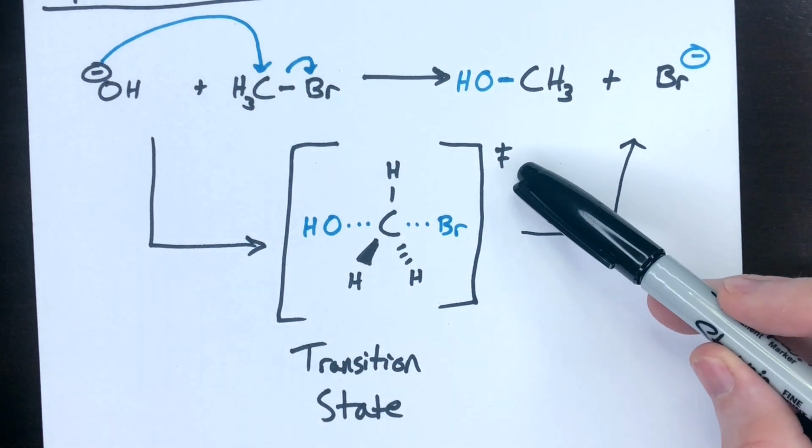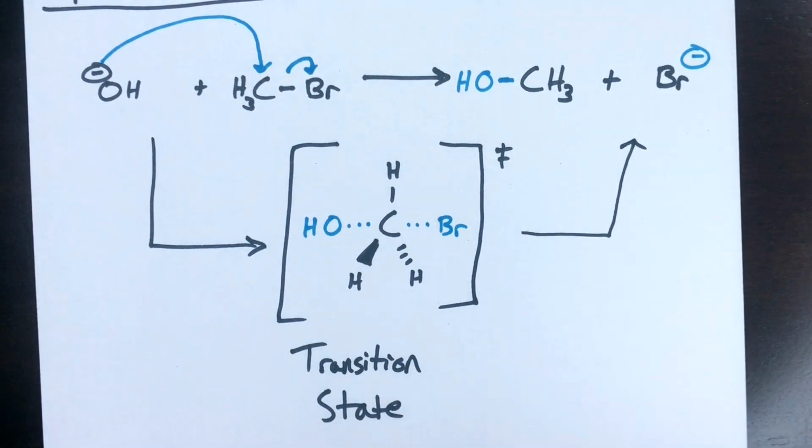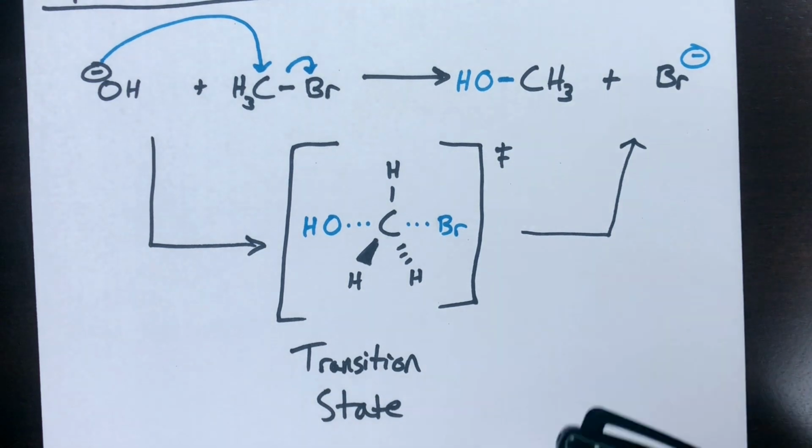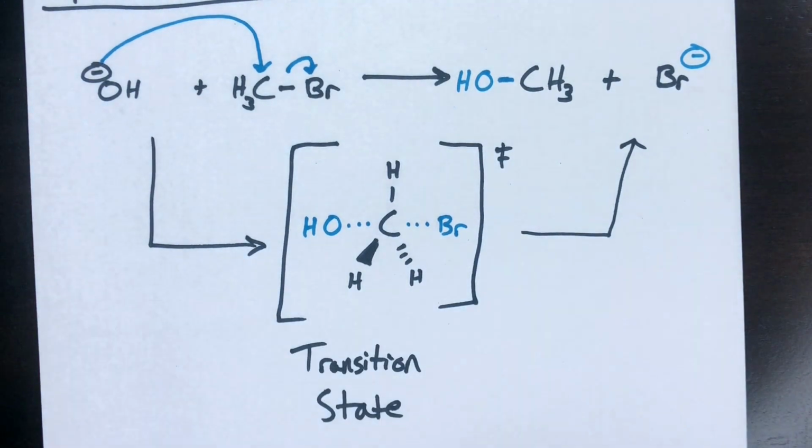The last thing to mention is that this double dagger here represents the transition state. It is the abbreviation that is commonly used. So if you see this, just know that it means transition state. We put it in brackets as well to indicate that it's not an isolatable intermediate or anything like that. It is a transient species that only exists temporarily to create the products.